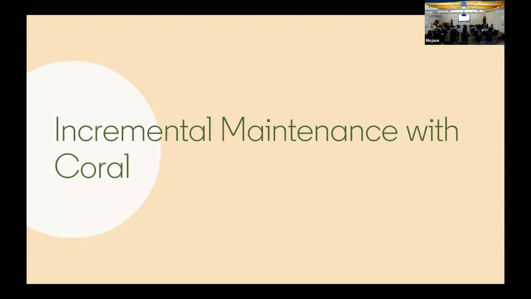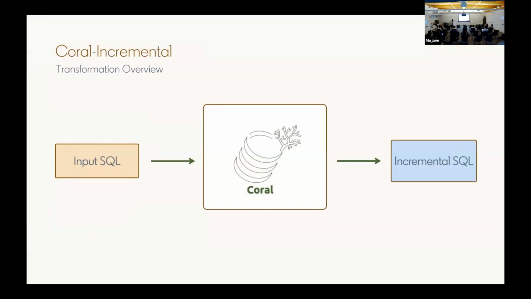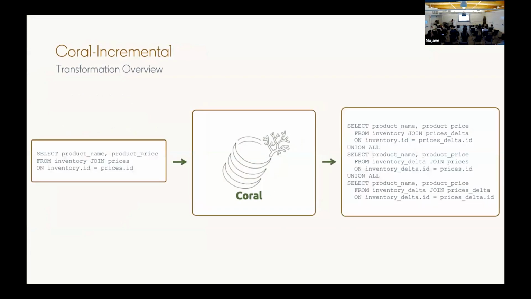So let's look at how it ties back to our original problem statement. We've just established that Coral can help us convert between any input and output representation. And for the purpose of incremental view, we are looking to convert our input SQL definition into an incremental SQL definition. So going back to our join example between the inventory and the prices table, let's see how we can generate the incremental SQL definition.